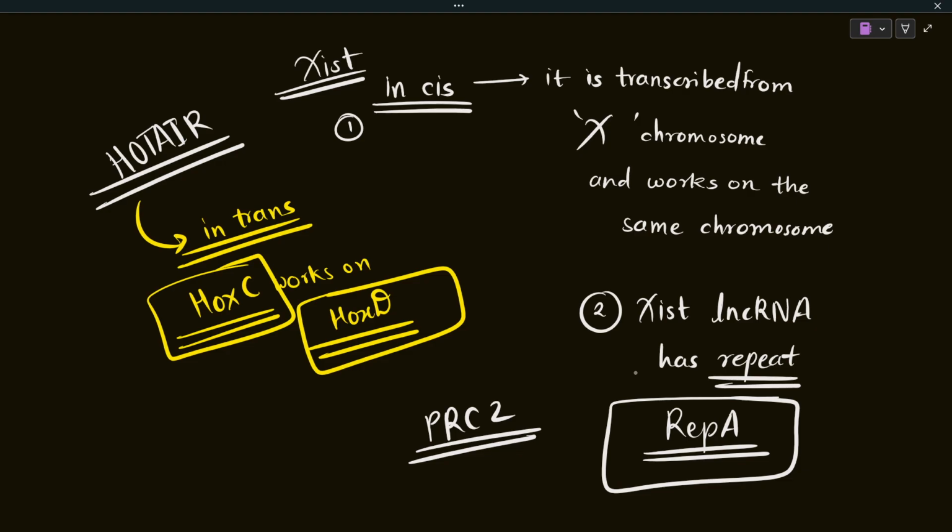I hope you remember that when we were learning about histone methylation, we learned that the PRC2 complex is very important. This is a silencing complex involved in gene silencing. If you do not remember, let me revise it quickly. So this is a DNA. This is the X chromosome. Let's assume this is the X chromosome.